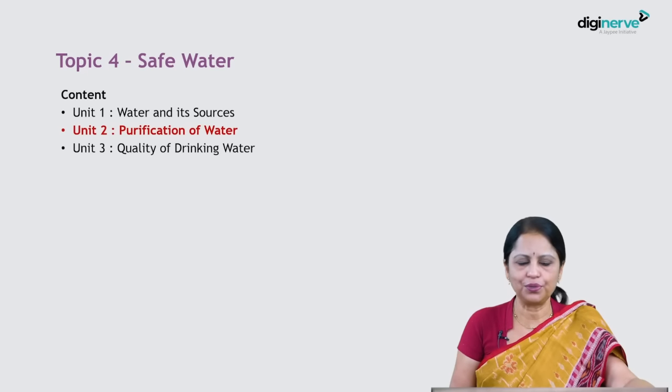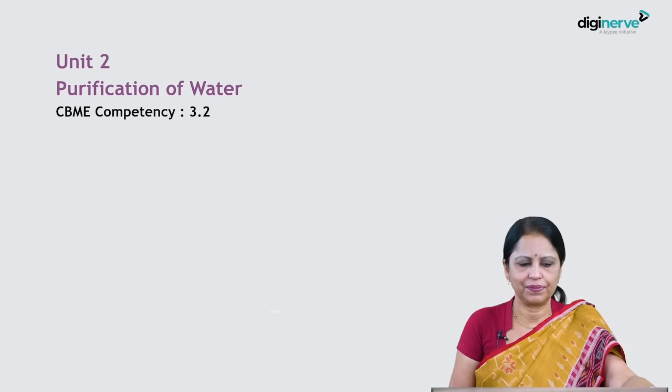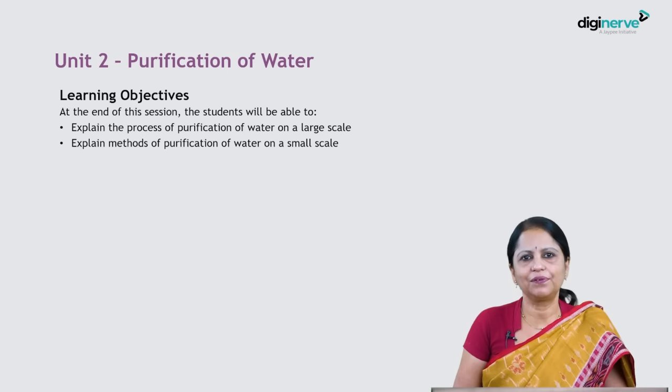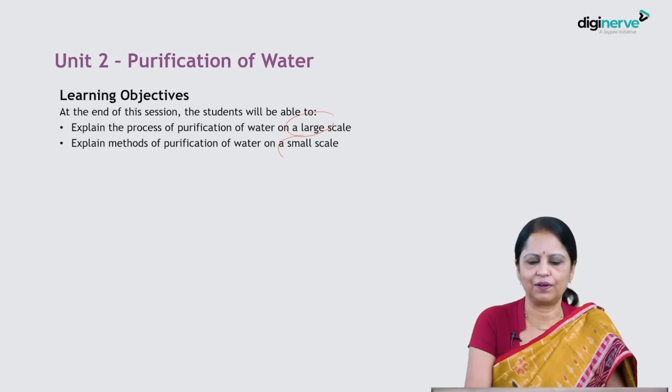So now we will move on to Unit 2 of the topic Safe Water. In the previous session, I have already told you the objectives of this topic. So this is Unit 2, Purification of Water, covering CBME Competency 3.2, and these are the learning objectives. That is, we will discuss purification of water on a large scale and on a small scale.